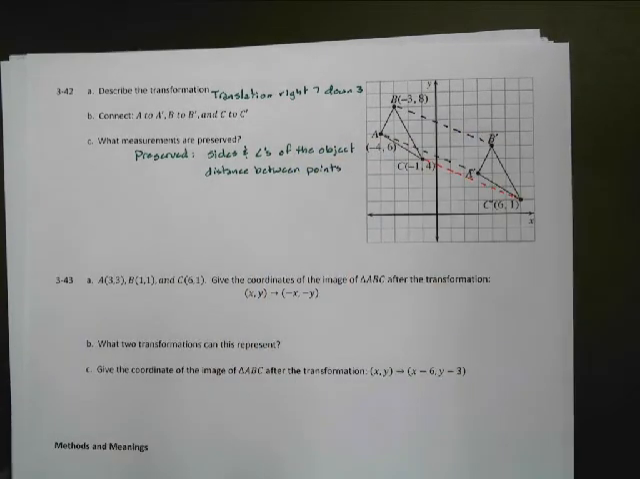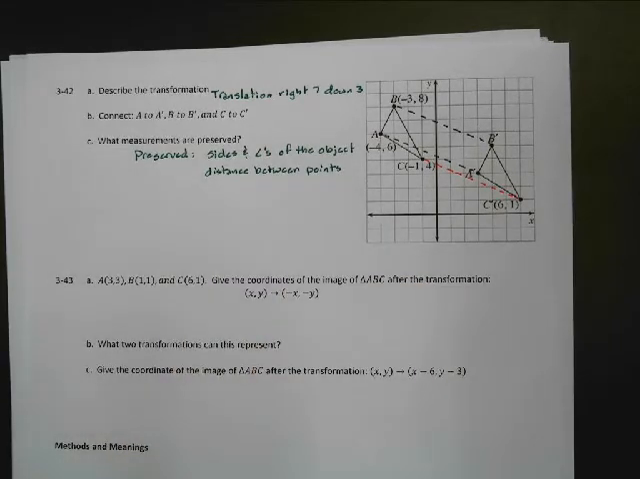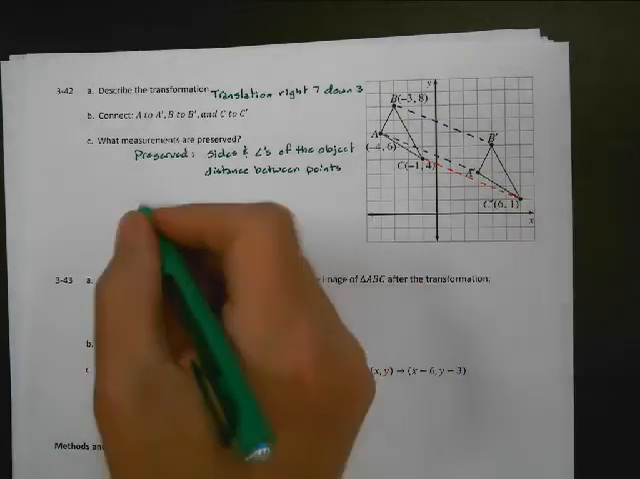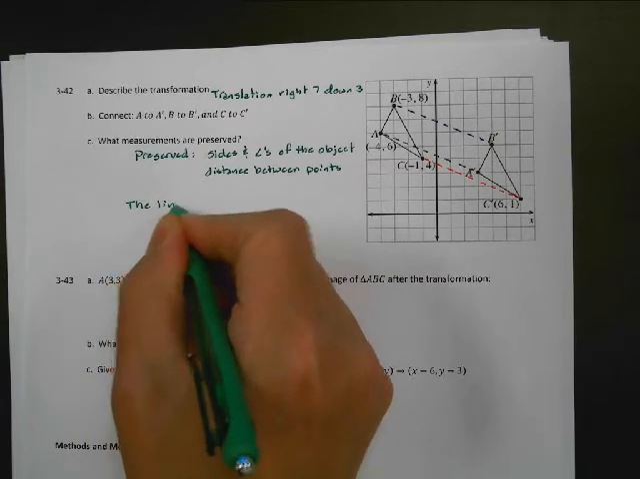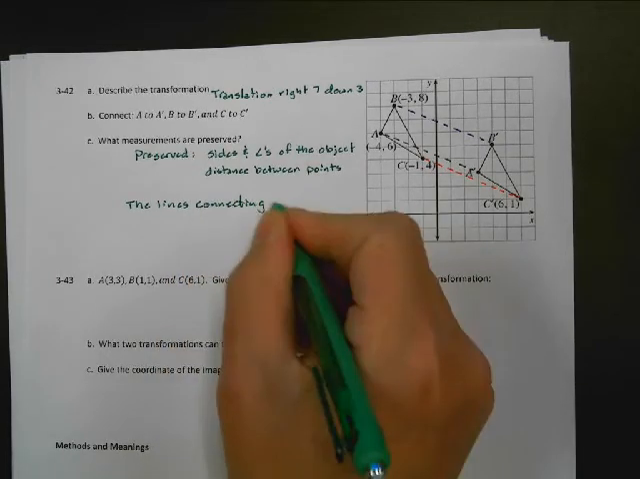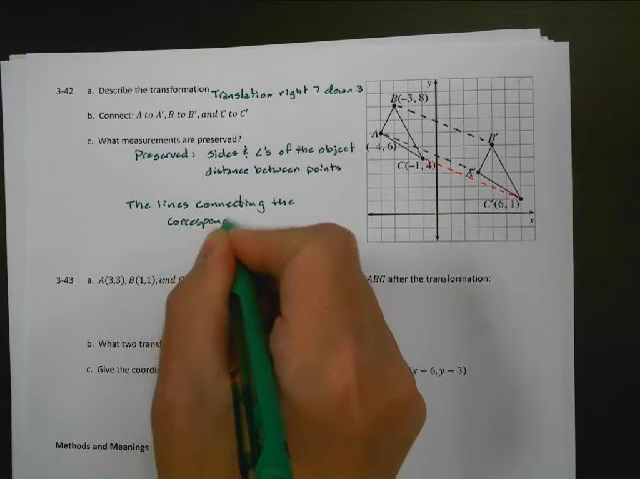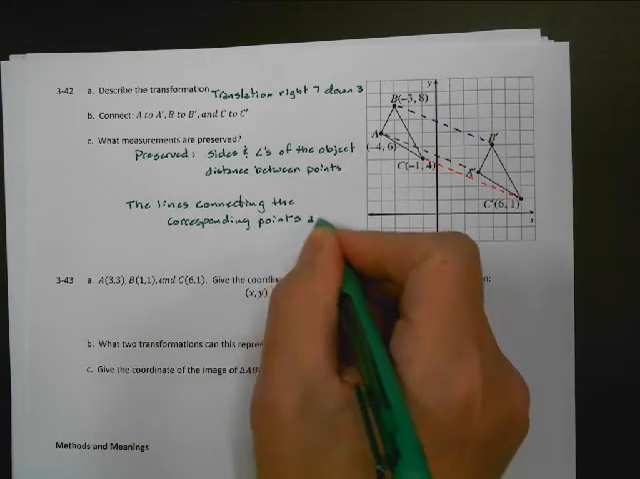Now this is different from the reflection. In the reflection, the distance from the point to the line was preserved. On this one, it's point to point that's preserved. That's preserved, not reserved. Now here's the last thing I noticed. All three of these lines are parallel. The lines connecting the corresponding points are parallel.